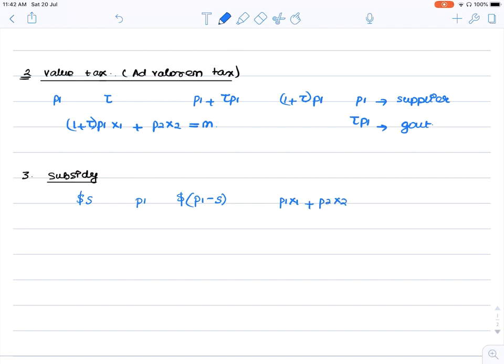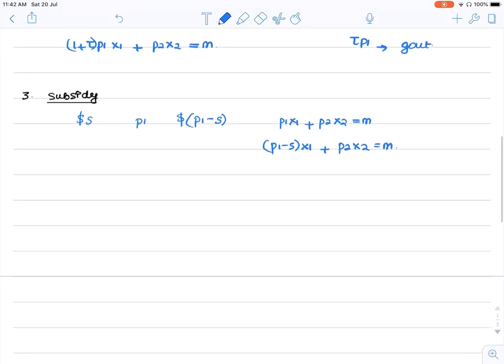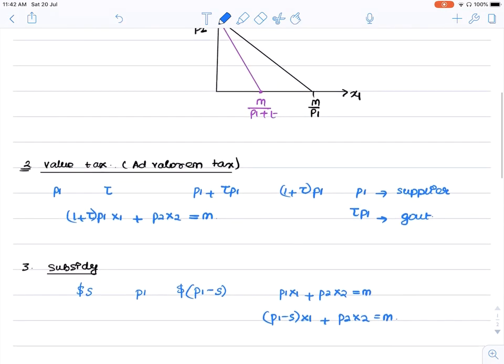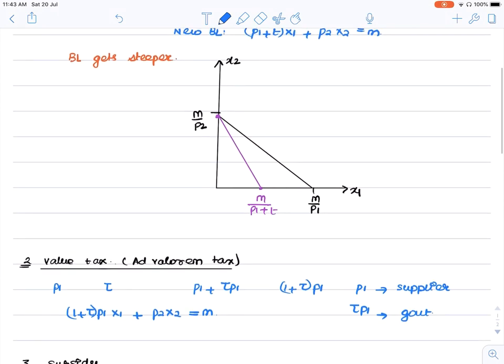So earlier the budget line was P1 x1 plus P2 x2 equals m. Now the budget line is (P1 minus S) x1 plus P2 x2 equals m. In this case the budget line gets flatter. In case of a tax, the budget line got steeper. Now in case of a subsidy, the budget line gets flatter.